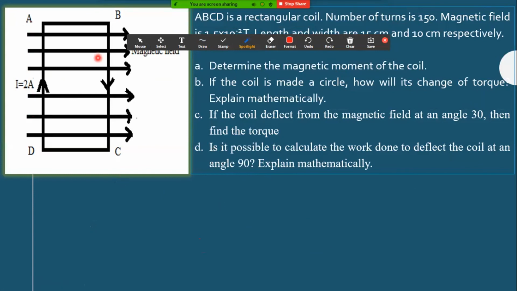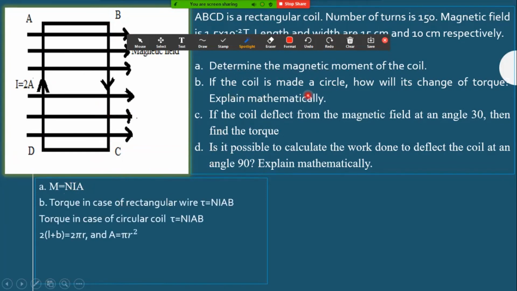This is our second step. Look at this step, it is the application of torque. So this is a rectangular bar or slab ABCD. Now let's see the question. Determine the magnetic moment of the coil. Magnetic moment is defined by M, and M is equal to NIA, where N is the number of turns, I is current, and A is the area.